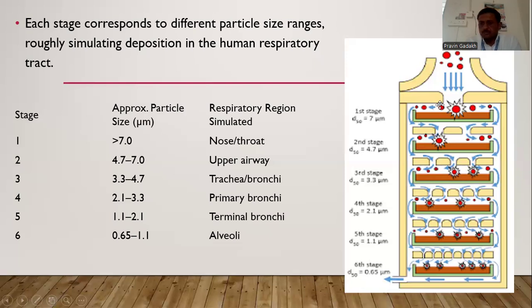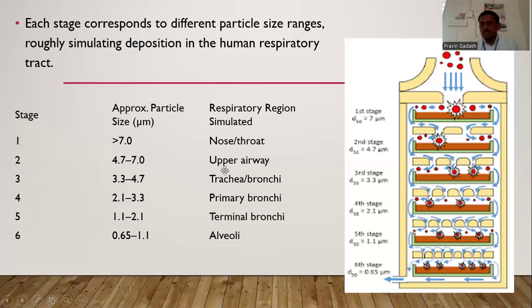So this looks similar to the human respiratory system, where, as we know, different particle sizes are trapped at different locations. Here, the first section has an approximate particle size greater than 7 micrometers, and it resembles the nose or throat of the human respiratory system. The second section has an approximate particle size of 4.7 to 7 micrometers. So large particles get trapped on the first section, which is the entry of your respiratory tract, the nose.